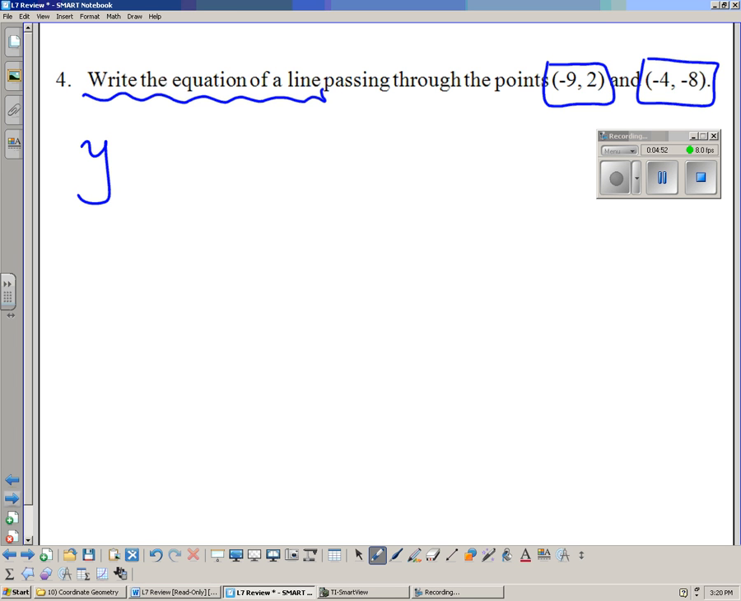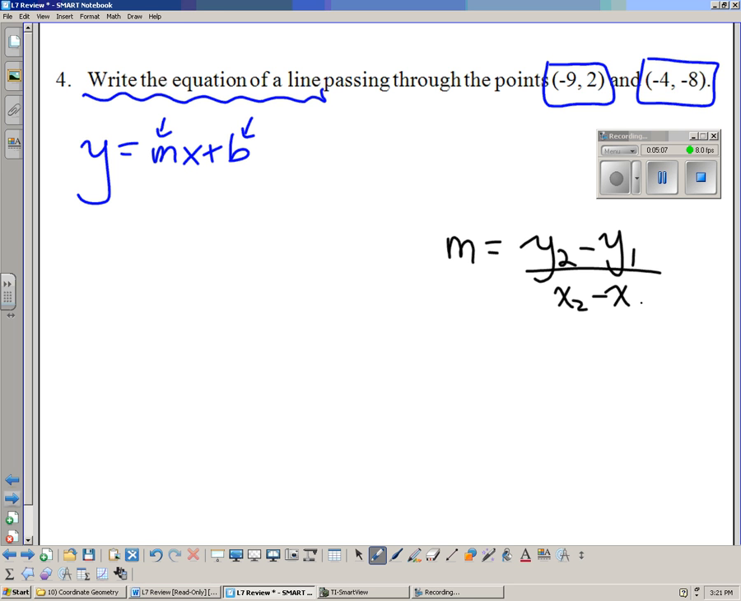So writing the equation of the line, y equals mx plus b, I need to figure out what the m is, and eventually I need to figure out what the b is. Well, I gave you 2 points. So I'm going to use the slope formula, because that's what m stands for, to figure out the slope. So I have my x1, my y1, the x2, the y2.